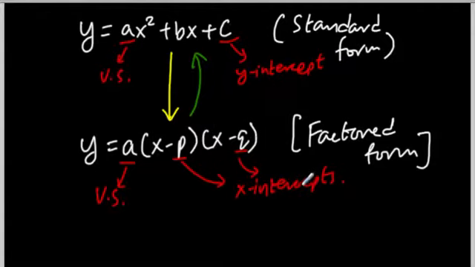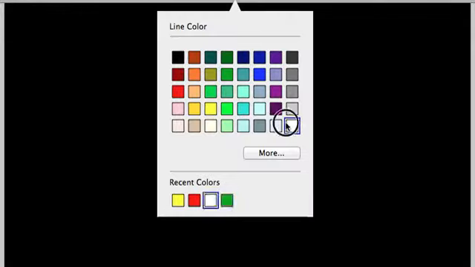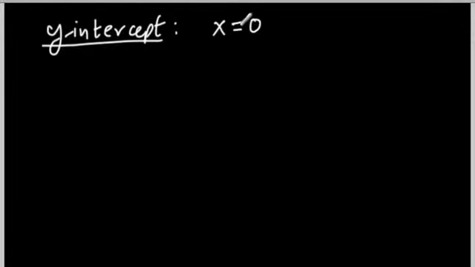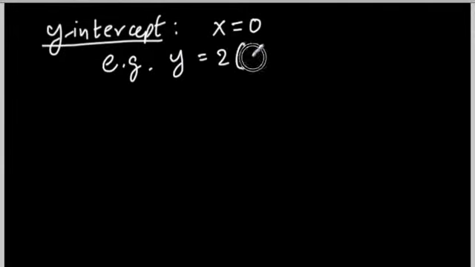Before we move on, I just want to clarify two concepts, which is how to find the y-intercept and the x-intercept. If you want to find the y-intercept, and this applies for any function, not just parabolas, it's always when x equals 0. For example, let's do y equals 2(x minus 3)(x plus 1). If I want to find the y-intercept, all I have to do is set x equal to 0.